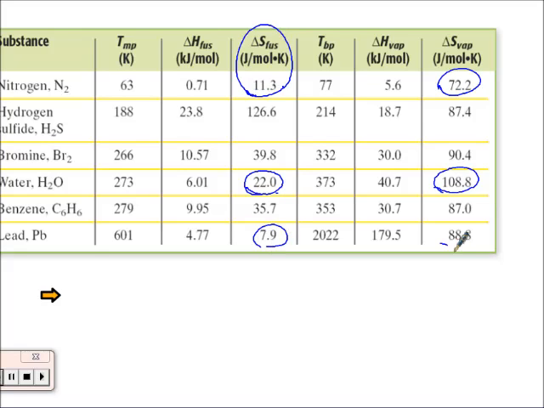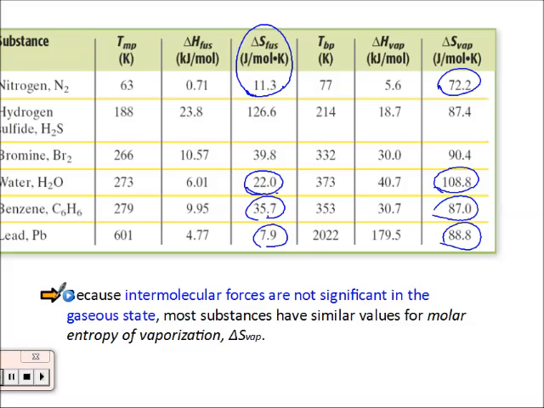Lead is, say, 10 times greater. Some might only be 3 or 4 times greater when you're looking at the change when it goes into a liquid. Now, because intermolecular forces are not real significant in a gaseous state, most substances will have similar values for the entropy. And if you'll notice, a lot of these are somewhere around 90. A little above, a little below, but somewhere around 90 is what our entropy of vaporization works out to be.